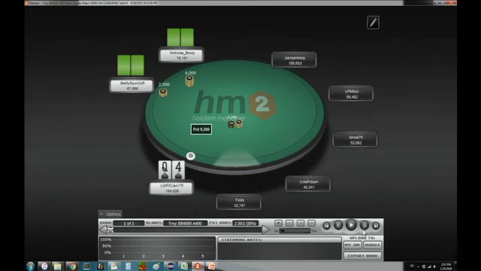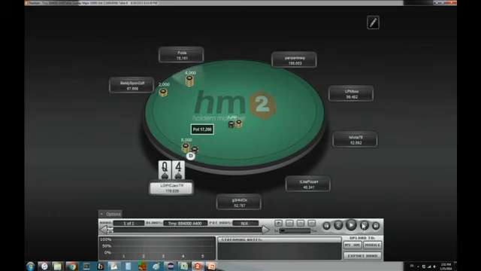So, okay. So it's folded to us. We raise here. I think this is one of the weakest hands I'm raising from the button. But so far, players have seemed to be reasonably tight. So I'm going to raise, and then I get the blinds.